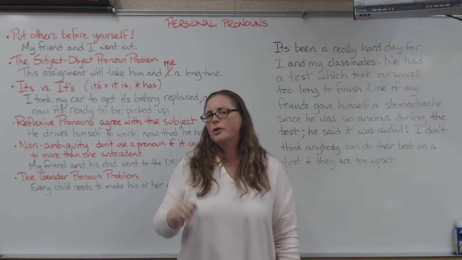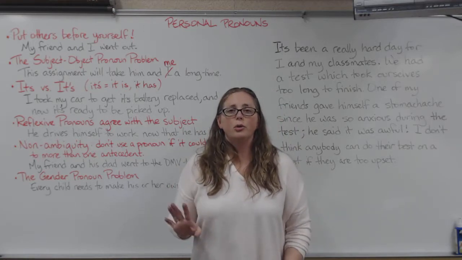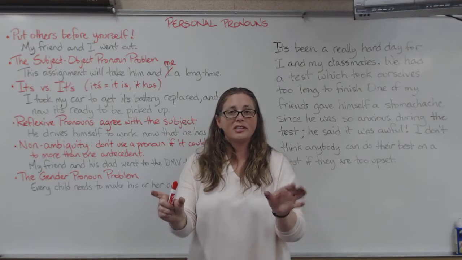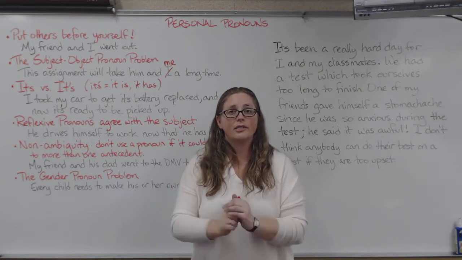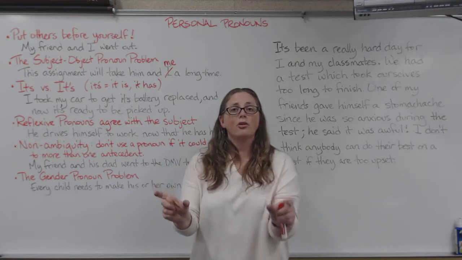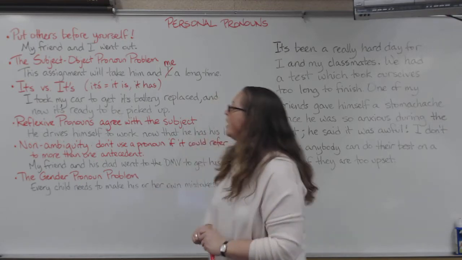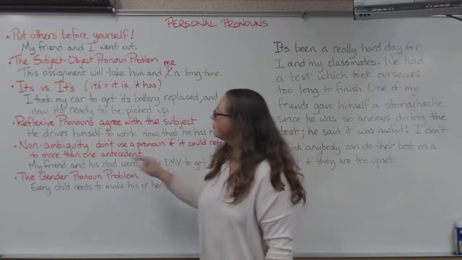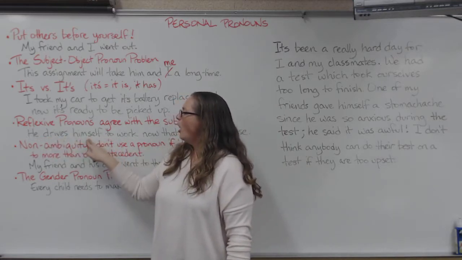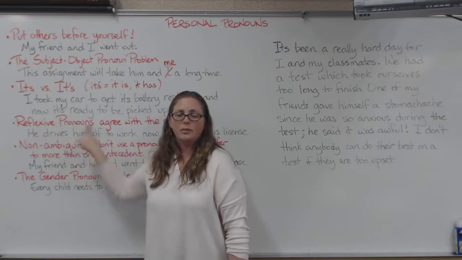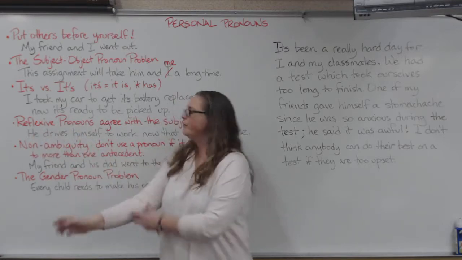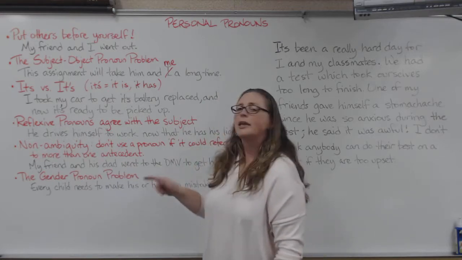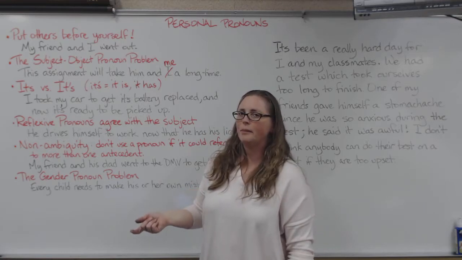Reflexive pronouns, myself, yourself, himself, herself. These are used if the object position agrees with the subject of the clause. Again, the object needs to agree with the subject of the clause. So he drives himself to work now that he has his license. In this clause, the object agrees with the subject, means it's the same, he, him. So we use a reflexive object pronoun. He drives himself, not he drives him.